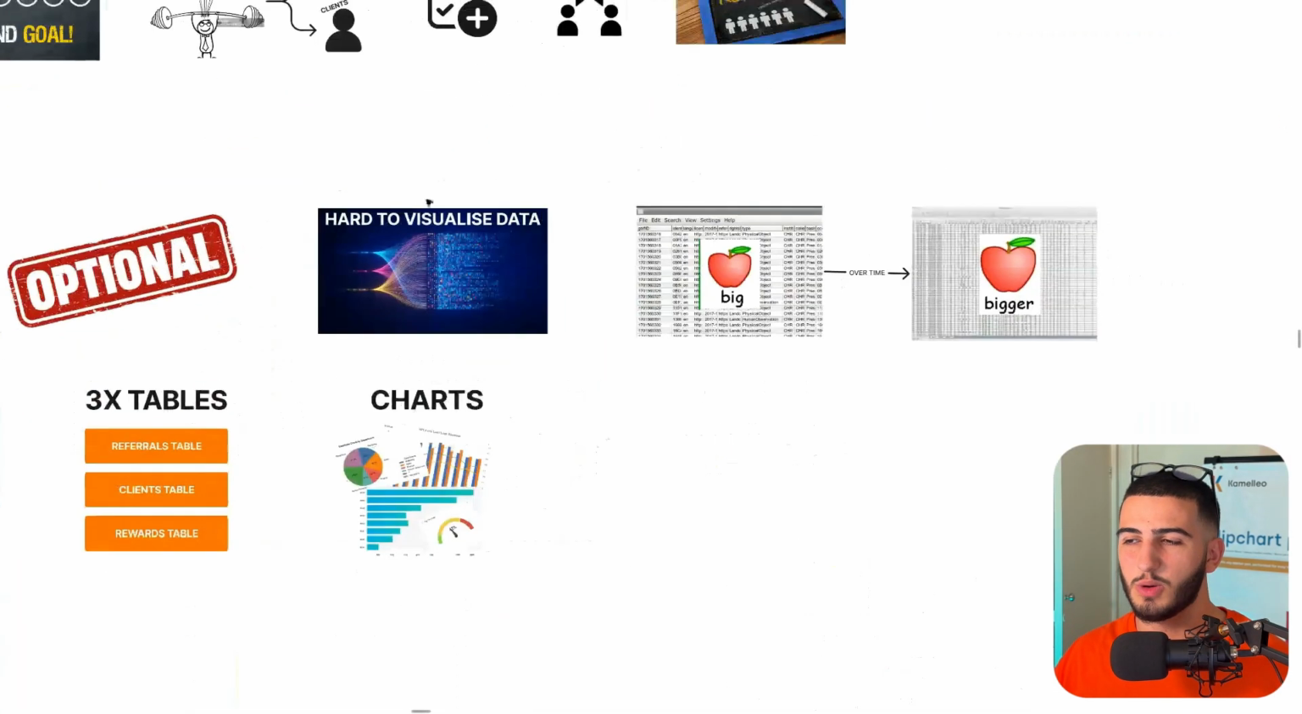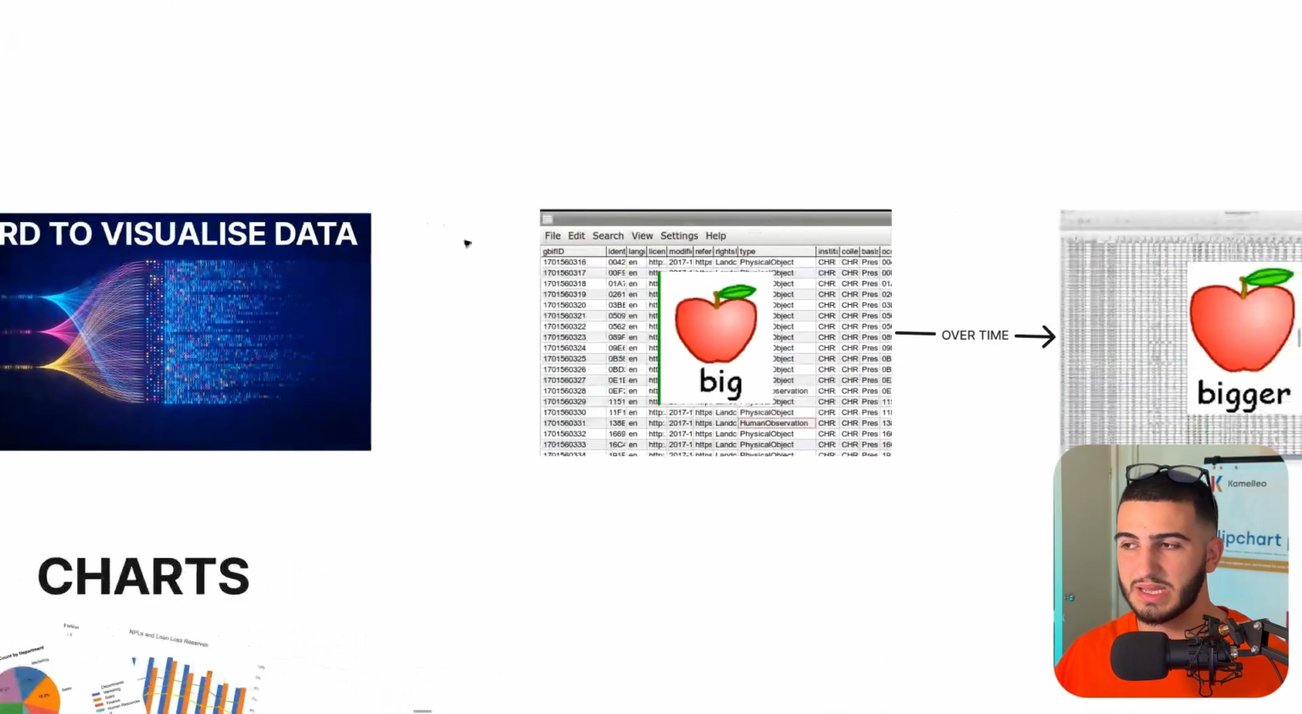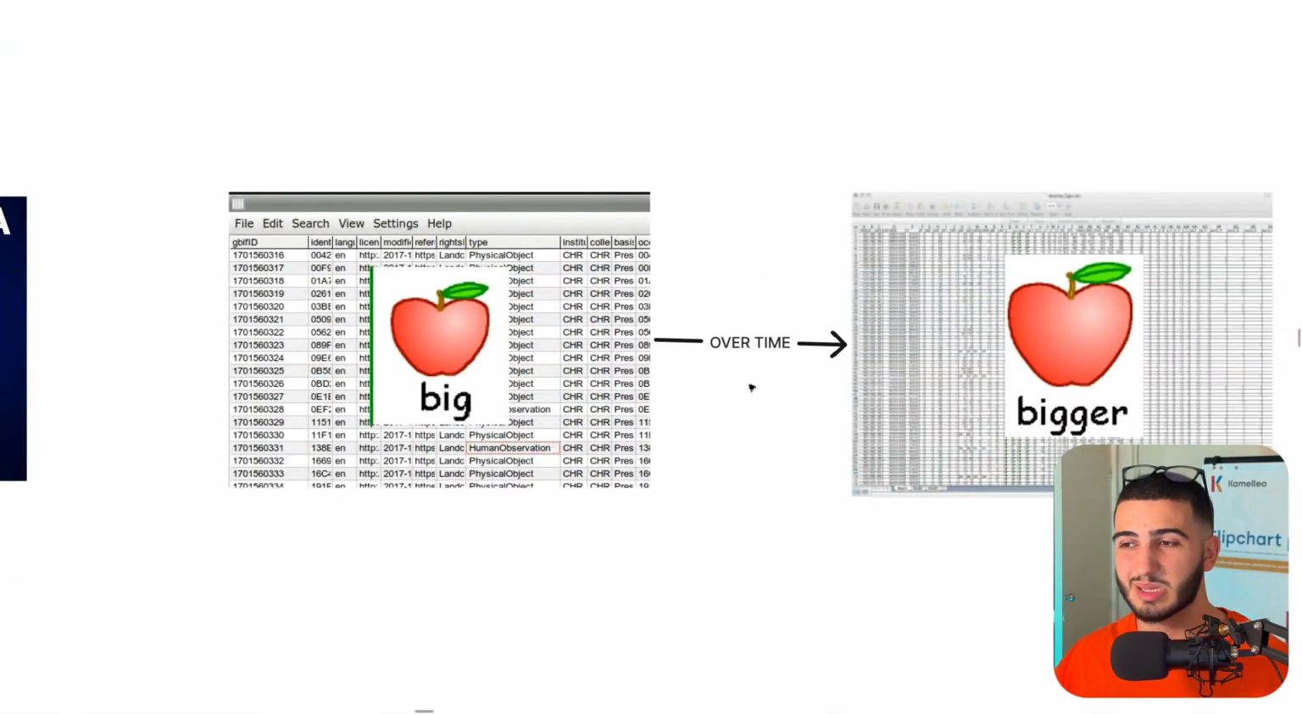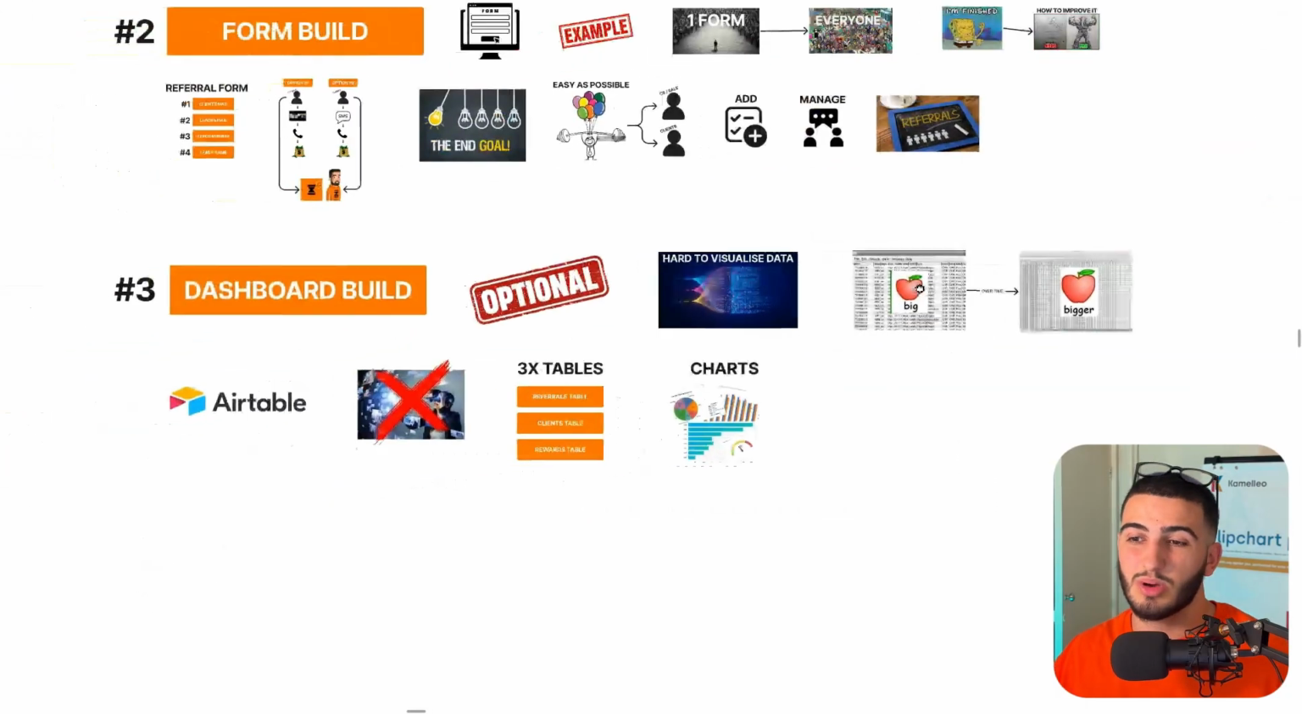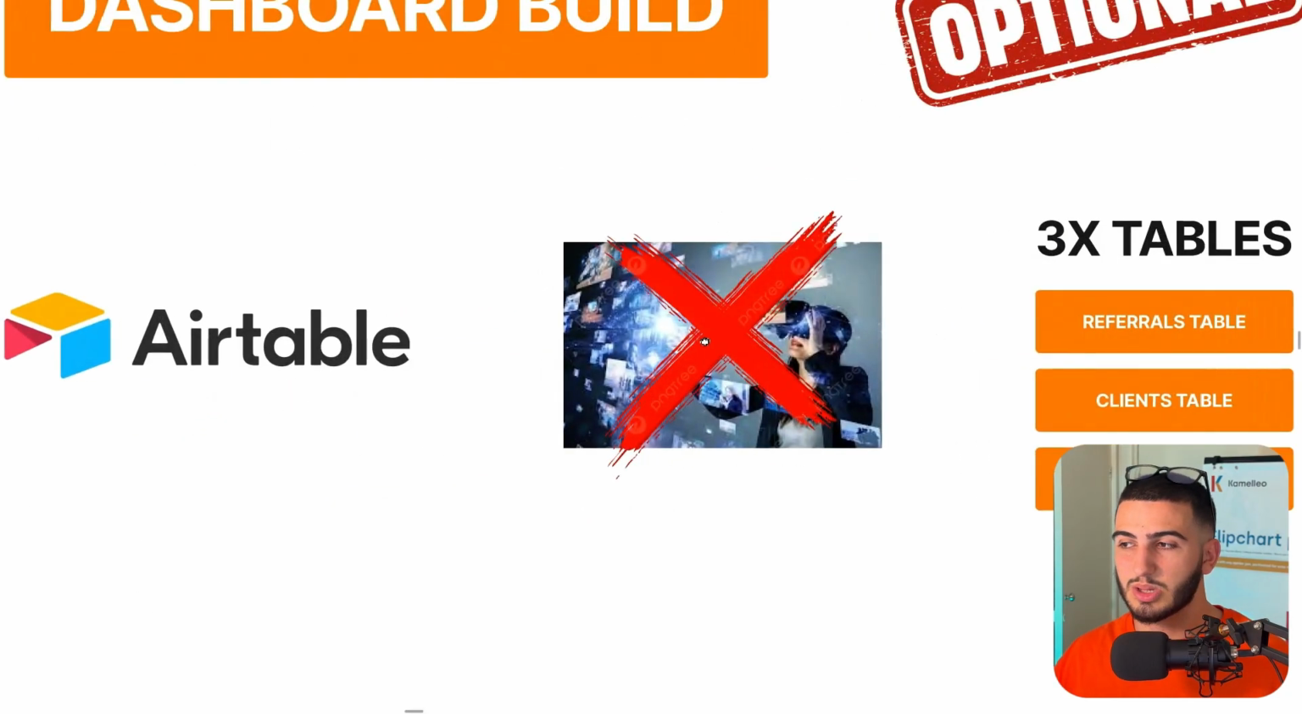Now, this is a completely optional step, but I find it a bit hard to visualize data because over time, this database is just going to be getting bigger and bigger. So it's going to be much harder to kind of track different things. So in this example, we're going to be building some sort of dashboard to kind of put these numbers together and give us a rough idea of what we can actually track.